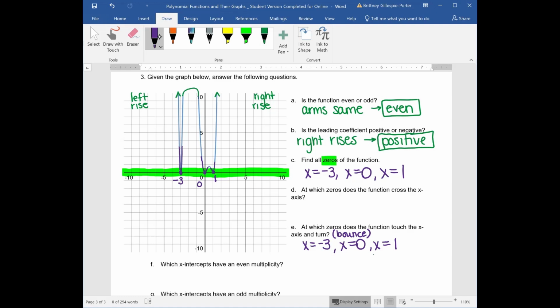We have used all of our zeros, which means that the zeros where the function crosses the x-axis do not exist, D and E.